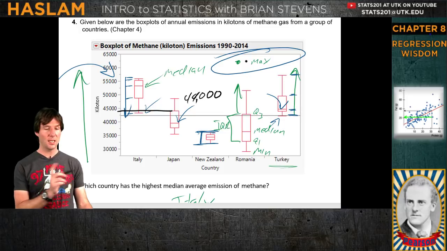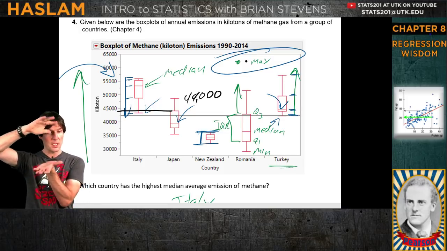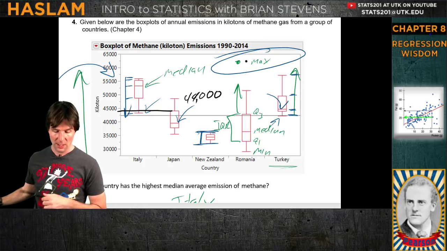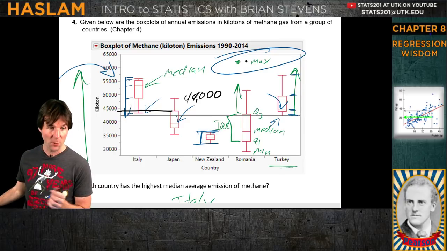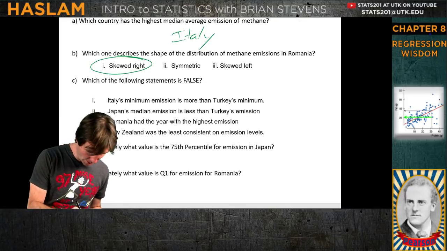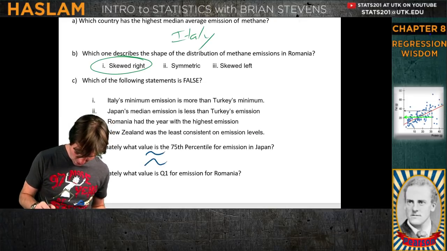So decent guess, that is the 75th percentile because that's the box. The box contains the 25th to the 75th. So that is the 75th percentile of Japan's emissions. That is a 44. My 4s look like 9s. So 44,000 about. Let's do an about equals.